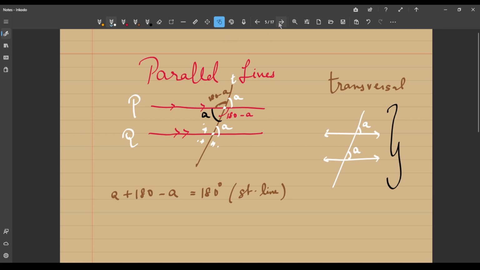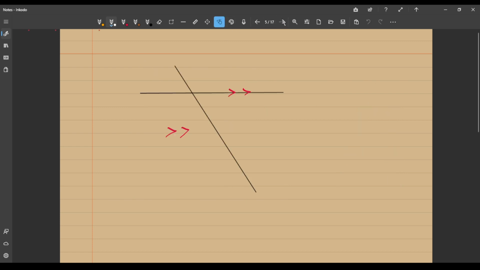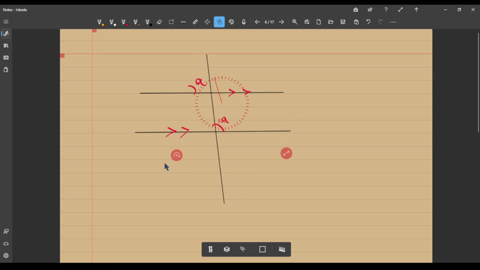Let me just show you. Here you have this as your transversal. What if the transversal has a different slope? Does it still hold? Let's check it out. Now here, if this is A, this is also A. This is what is equal. Now I am just going to change the inclination of the transversal. See, this way.